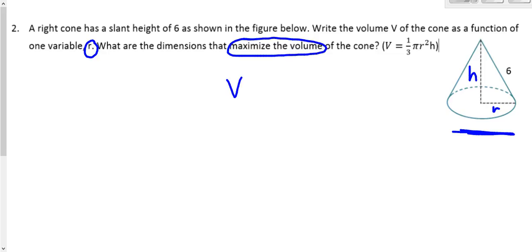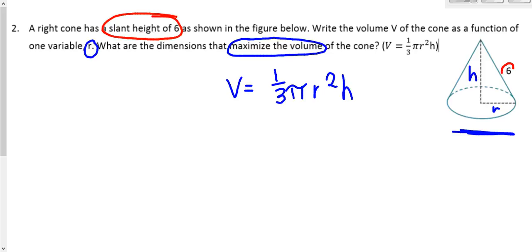So the volume of a cone they've given us, 1/3 pi r squared h, is what we're going to take the derivative of and find the maximum and do all that stuff. So we need to look at the constraint. The thing that they have given us is slant height. Slant height is out here on the side. So when we're looking at this, what we see is a right triangle.